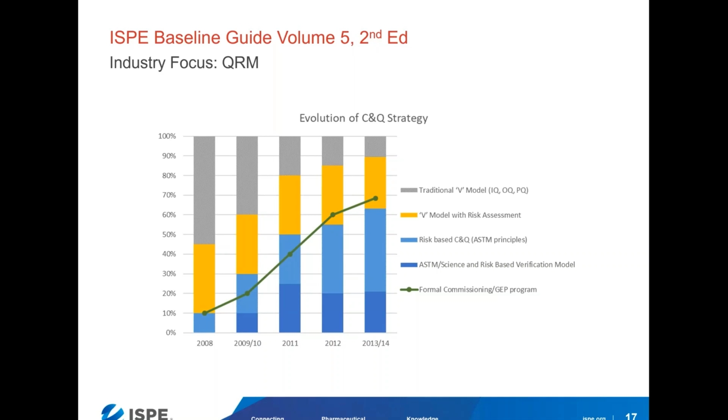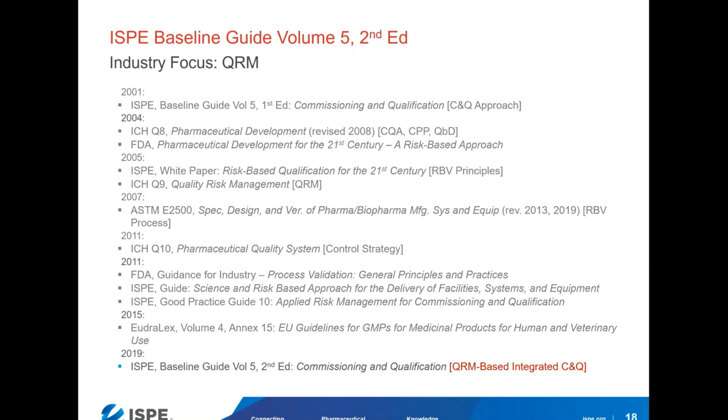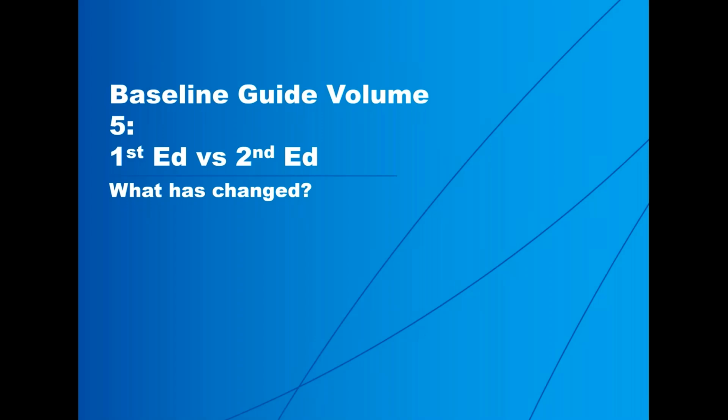So as a result, the industry decided that we really needed to update the baseline guide itself to define an industry standard, consistent process that implements QRM principles. So last year, the revised baseline guide was published that does exactly that. So what's changed between the two guides?